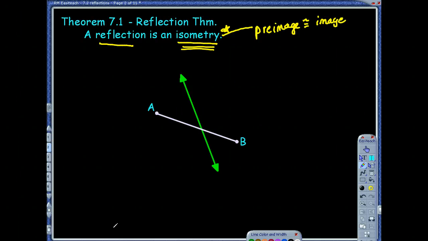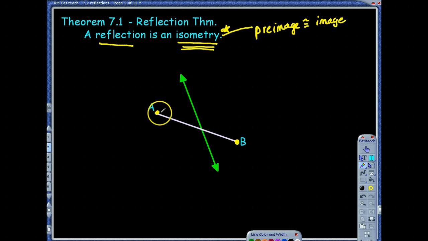Now, I'm just going to do a sketch. We're not going to actually do this for real. If I was just sketching this, what would be a good process? Well, I've got 2 points, and I talked on the last slide about how to reflect just a point. So could I just do each point individually and then draw the segment that connects them? I think that's a great idea.